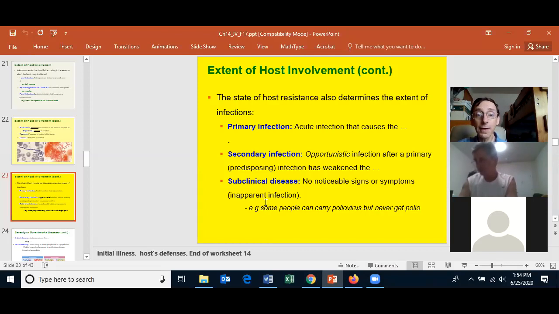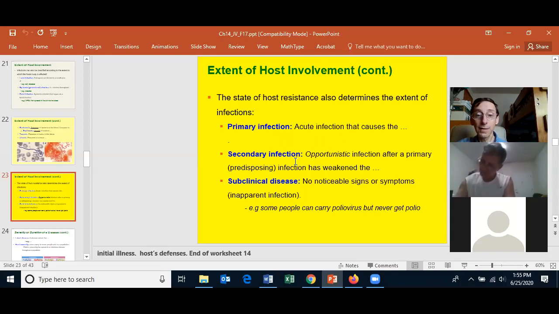A primary infection is an acute infection that causes the initial illness. So when you have a primary infection, that's where the bacteria or the virus first gains entrance into the body. Like if you have Staphylococcus aureus growing on your skin, that would be the primary infection.